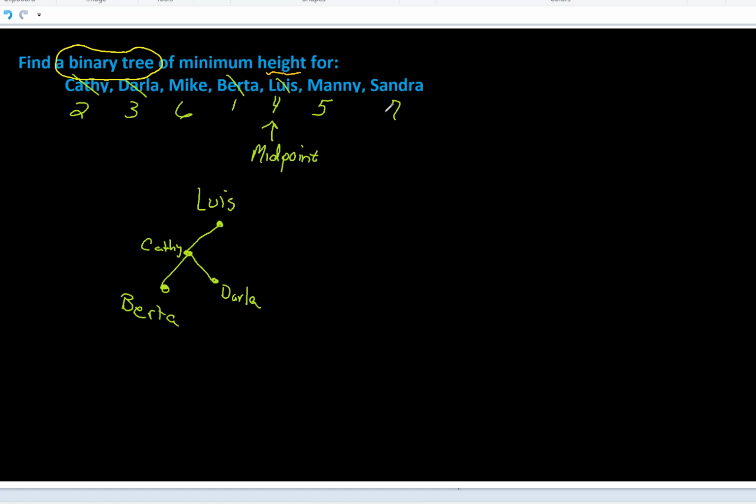All right, so similarly, when I come over to the other side off of Luis, I could put Mike, Manny, or Sandra, but if I put Sandra here, then I'm going to have a long tendril coming down. So I really want to balance these words or these values. And so again, I'm going to think about the midpoint here of the 5, 6, and 7. So it'd be the 6. So I'm going to put Mike here. And then before Mike comes Manny, which was number 5 in my list, and then over here is going to be Sandra.